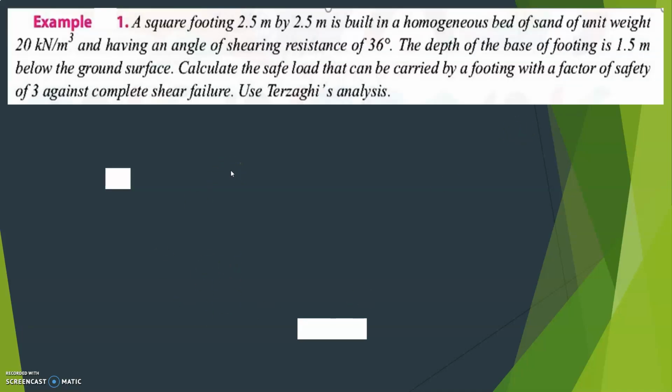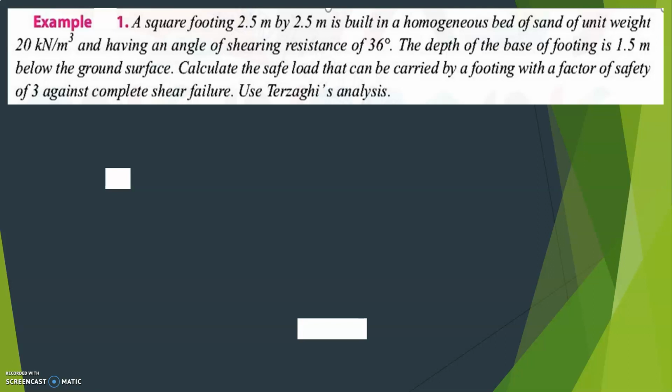Okay, so let us take this example. A square footing 2.5 meter by 2.5 meter is built in a homogeneous bed of sand of unit weight 20 kilonewton per meter cube and having an angle of shearing resistance of 36 degree. The depth of the base of the footing is 1.5 meter below the ground surface. Calculate the safe load that can be carried by a footing with a factor of safety of 3 against complete shear failure. Use Terzaghi's analysis.